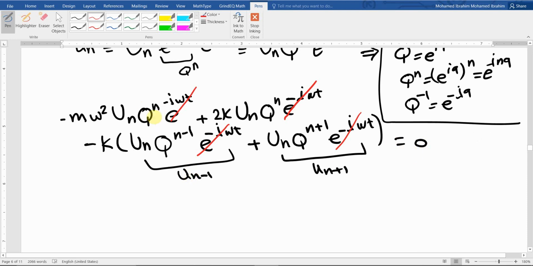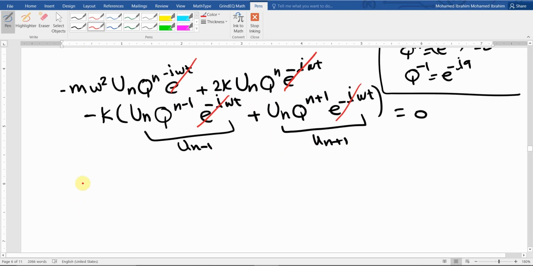Then we can consider Qn as a common factor. If we take q to the power n as a common factor, we're going to end up here with q to the power -1 and q to the power +1, right? Because you're just dividing the whole equation by Qn. So we're going to end up here with this new form of the equation as -m omega square.